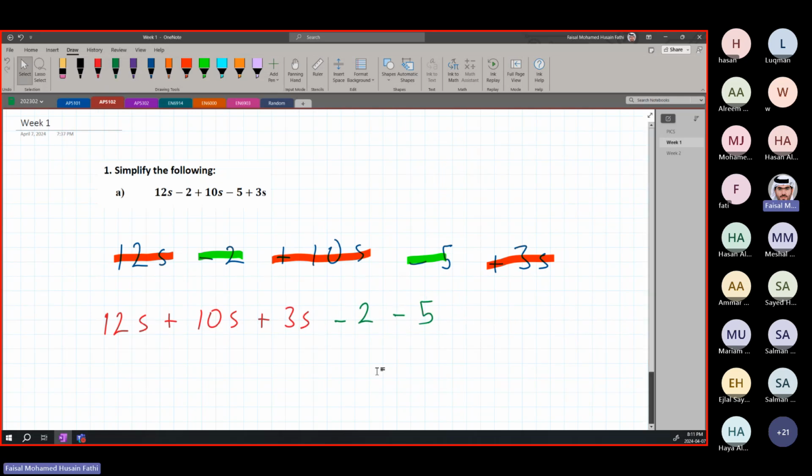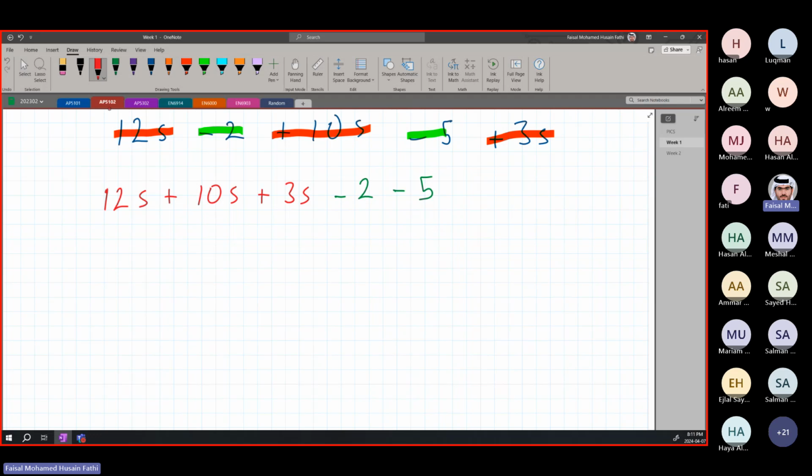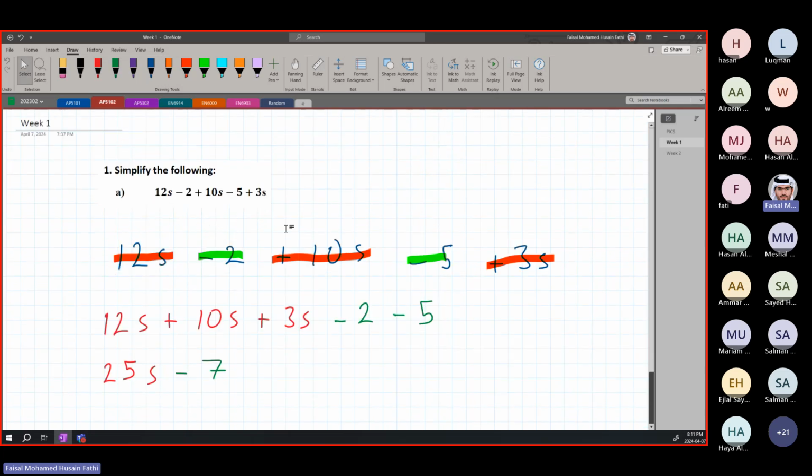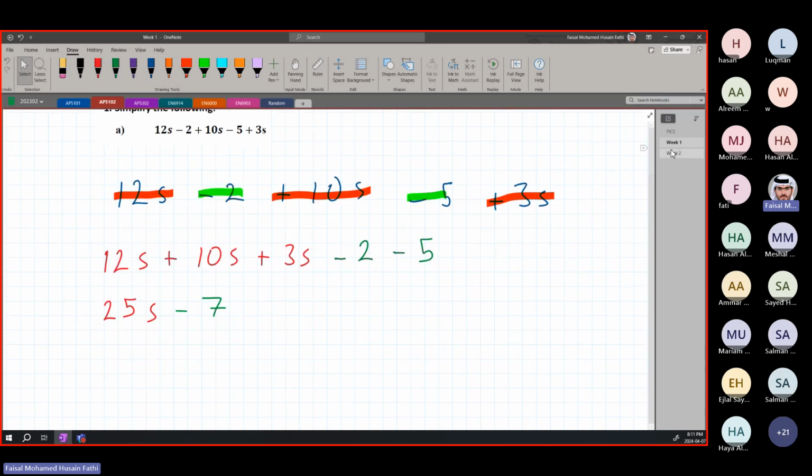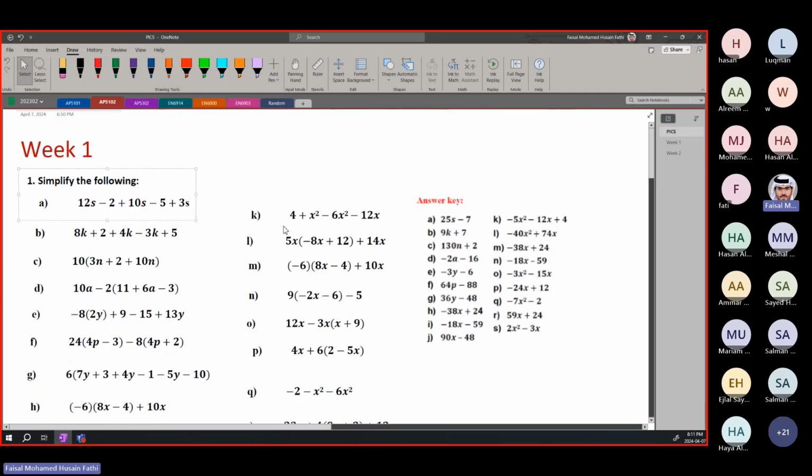In the case of s, we add 12 plus 10 plus 3, which is 25s. Then the minus 2 and minus 5 we add by themselves, so minus 2 minus 5 is minus 7, and this is how you simplify a basic equation. Most of you should already be familiar with this, but this is the whole idea.